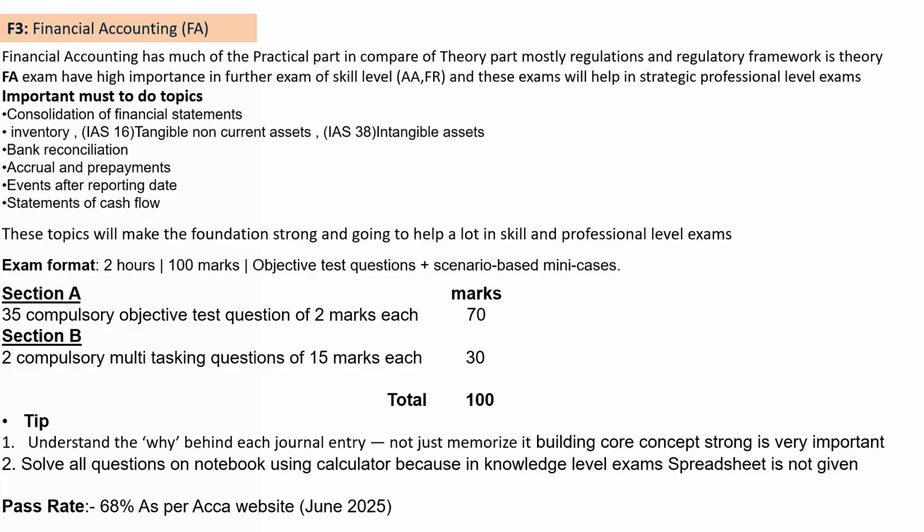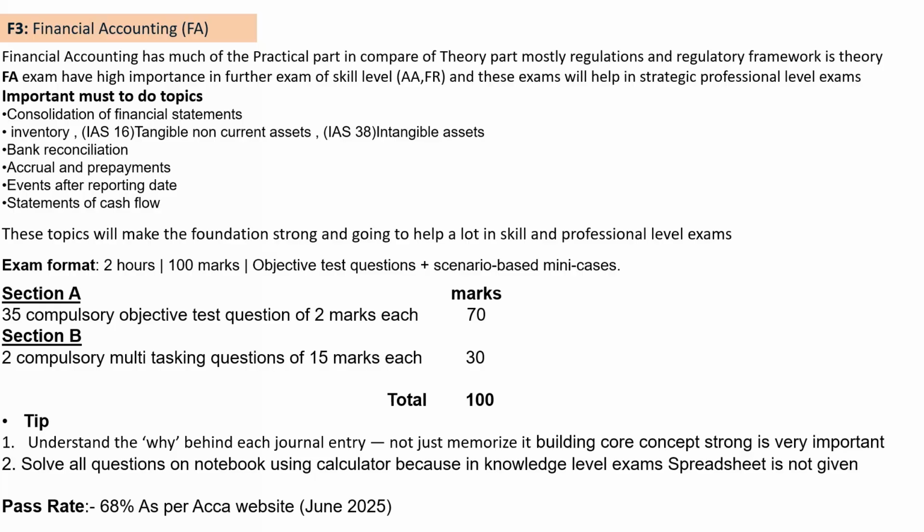Now the tip for the financial accounting paper is to understand the why behind each journal entry, why this thing goes like this. Only memorizing the journal entry will not help. It's all about conceptual clarity, it's never about memorizing things. Only some very few topics you have to memorize. Otherwise, it's all about the application and understanding of your knowledge.